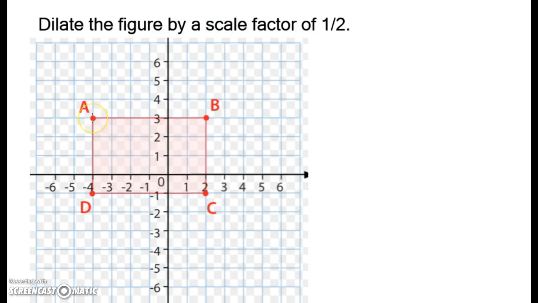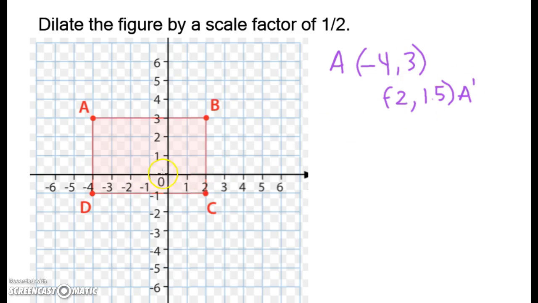All right, so in order to dilate by a scale factor, all you're doing is taking the current ordered pair and multiplying it by the scale factor. So for instance, A is the ordered pair -4, 3. If I multiply this by the scale factor, -4 times 1/2 is -2, and 3 times 1/2 is 1.5. This is going to be A prime, my new point A.